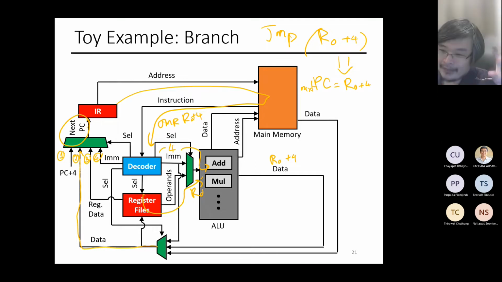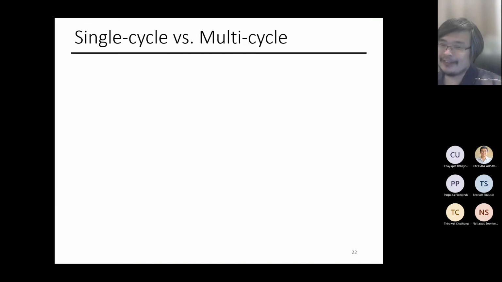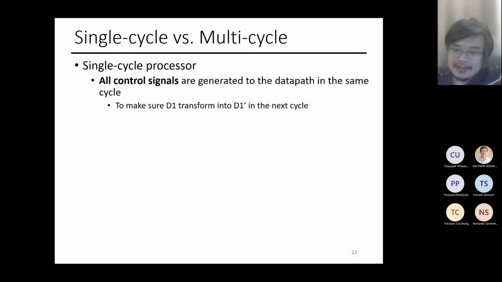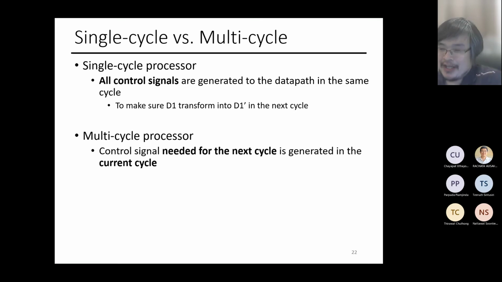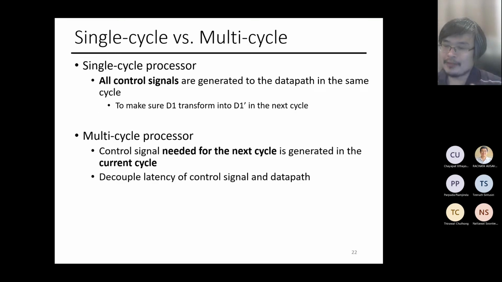So that's all for a single cycle instruction and a single cycle processor. Everything is done in one cycle, right? We have all the control signals generated, and you transform D1 to D1 prime. Basically, you finish one line in assembly in one single cycle, right? Multi-cycle processor means that I can stage them. I don't have to finish everything in one cycle. It allows you to decouple the control signal from the data path.